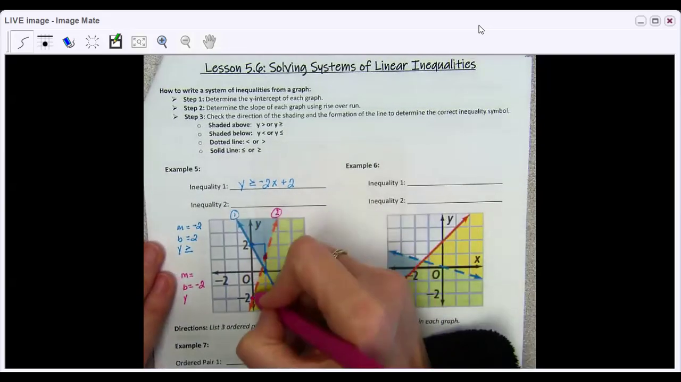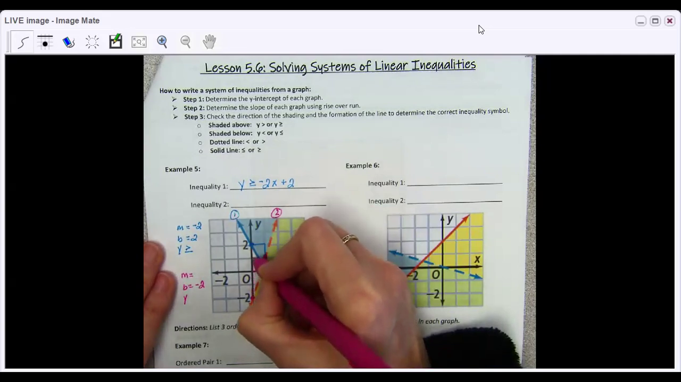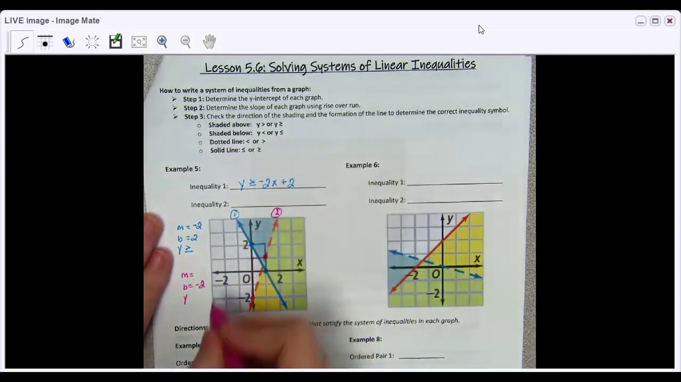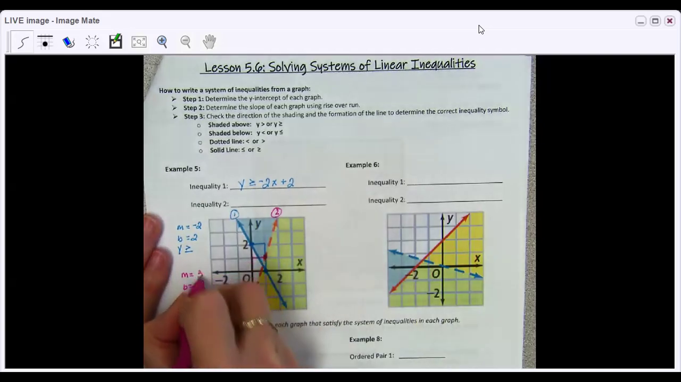So now I'm going to create my slope. So my slope goes up 1, 2, 3, and then over 1. So that's it, and it's going in the positive direction. So my slope is 3.